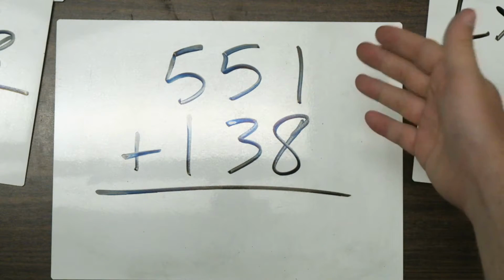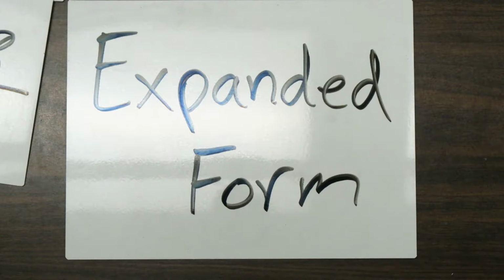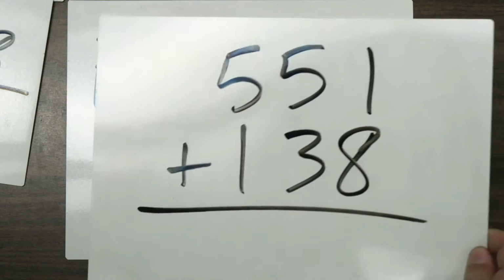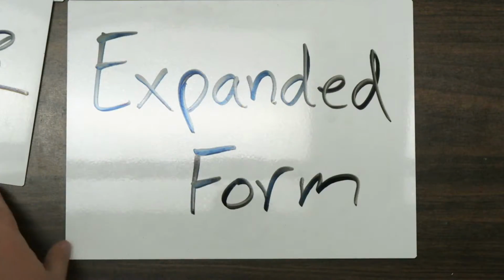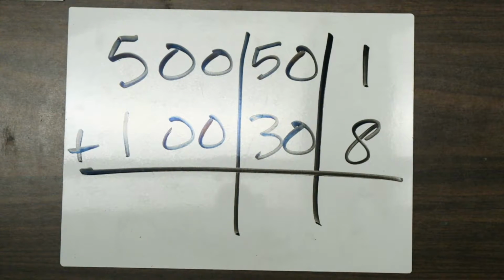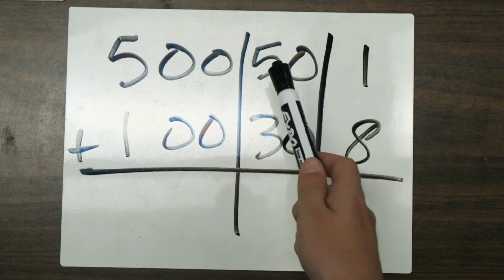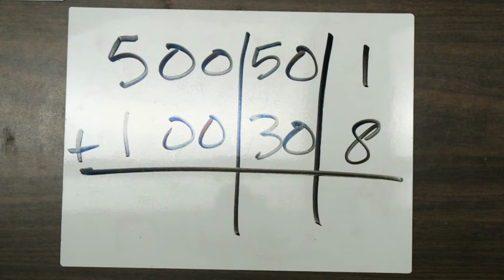If I had this problem and I set it up using the traditional algorithm, this is how it would look. However, there's another form that I can use. It's called expanded form. And if I use expanded form, I take this original problem, 551 plus 138, and I expand it out based on its place values. It's the same problem, 551 plus 138, just broken down into place values.